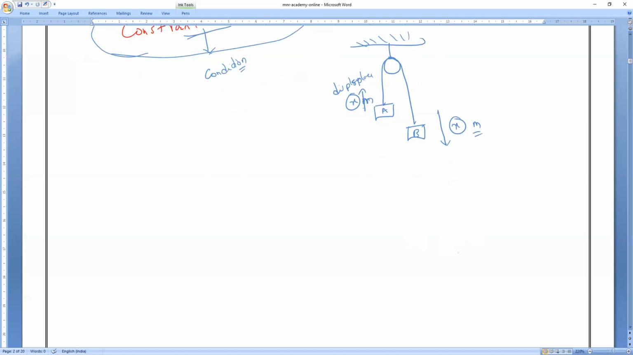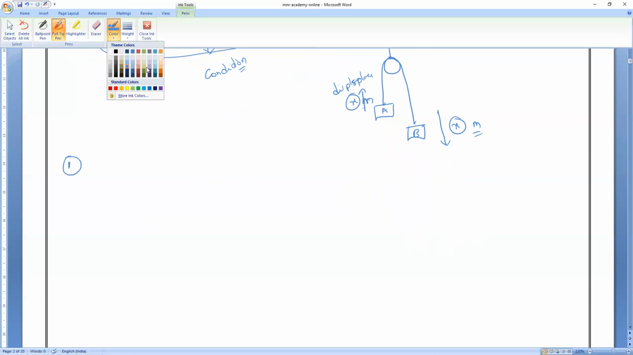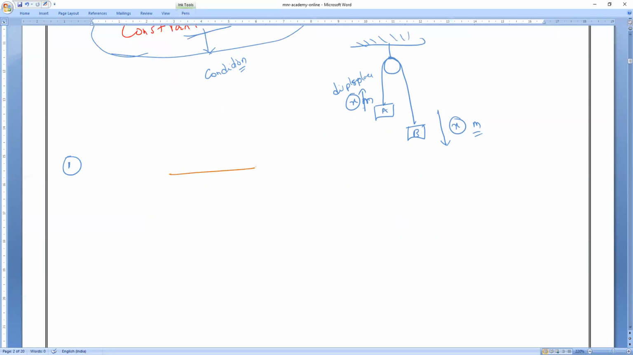Now we will solve one numerical. This is the most important one in constraint motion, so observe very carefully. Whatever doubt you have, you can ask me immediately. Okay. So there is a rigid surface now. All of you observe very carefully. One side of the thread is attached, and there is a pulley.